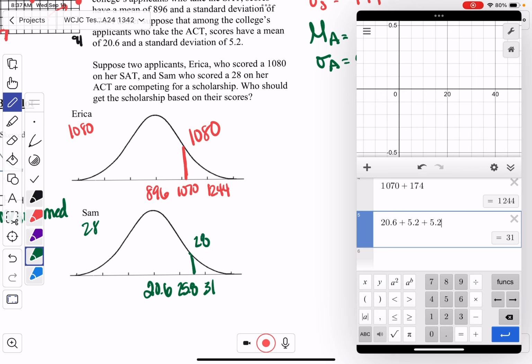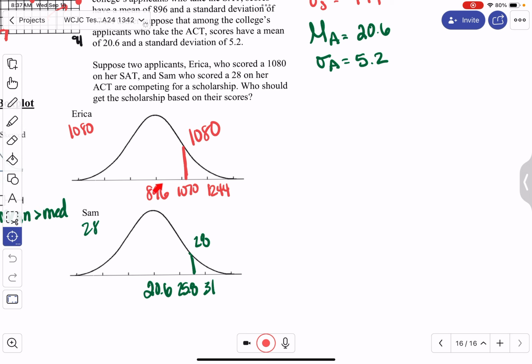Now, here's the problem when we try to compare distributions with different means and different standard deviations. If we do them straight off, we can tell by looking at it that they both did better than the mean. So they will both have positive z-scores. The question is, relative to the mean, how much better did they do? We can see that each is one full standard deviation away from the mean. Erica has a little bit above her one standard deviation, where Sam is a lot more above it.